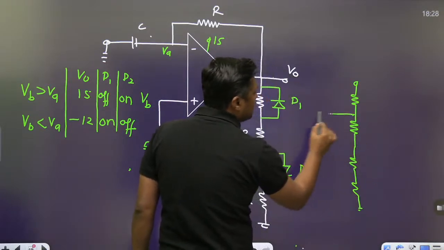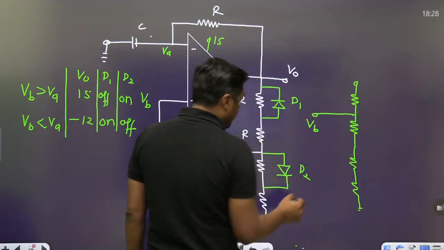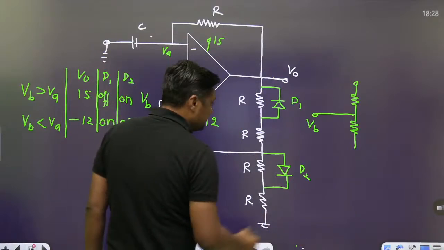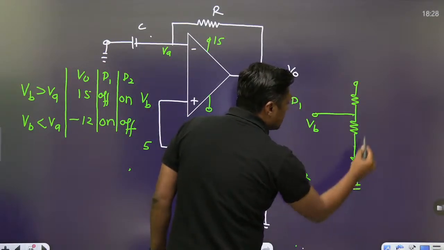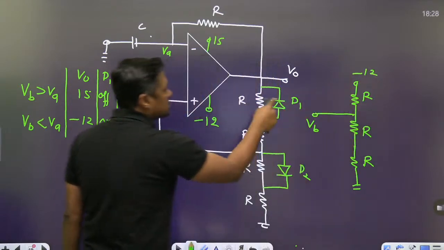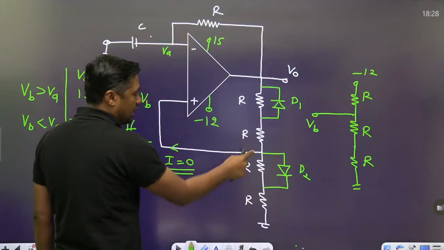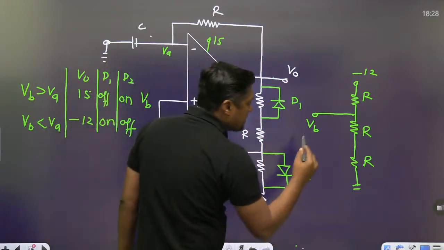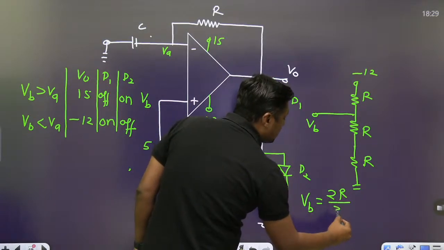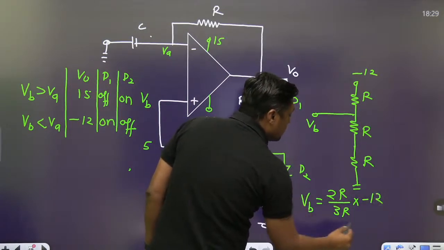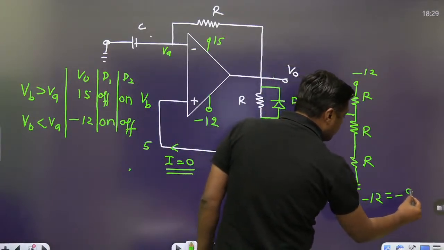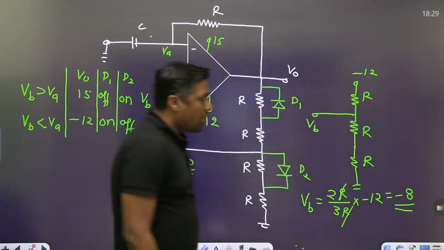Now, where is the VB? Here it is the VB. We are considering 2 resistors here, R and this R, and this is minus 12 volt. This is short circuited by the diode, R, and that is the VB. Now, this time what is the VB? VB is equal to 2R upon 3R into minus 12. This is cancelled out and it will become minus 8 volt.